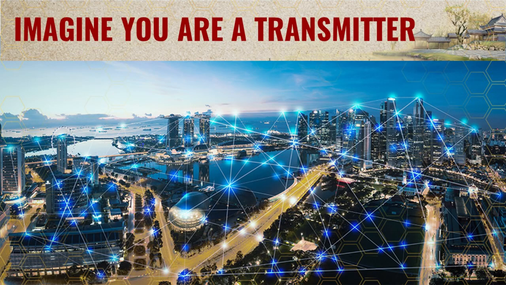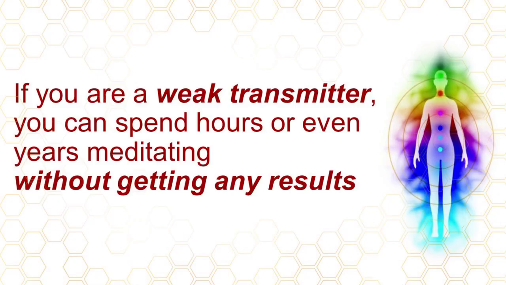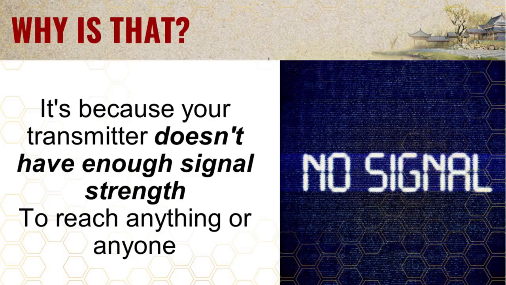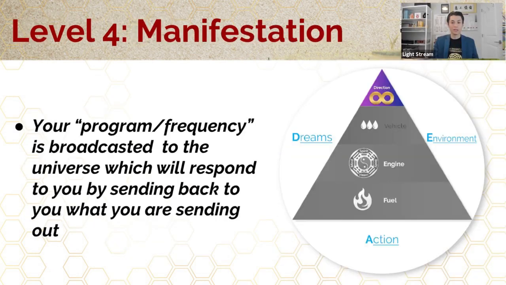Well, imagine you're a transmitter. If you have a weak signal, you can spend hours or even years meditating and you won't get any results because your transmission is too weak. You don't have enough energy to transmit that signal. So why is that? Because you don't have any signal to reach anything or anyone. Okay, so imagine being able to strengthen that signal. Now what happens is you're able to manifest level 4.